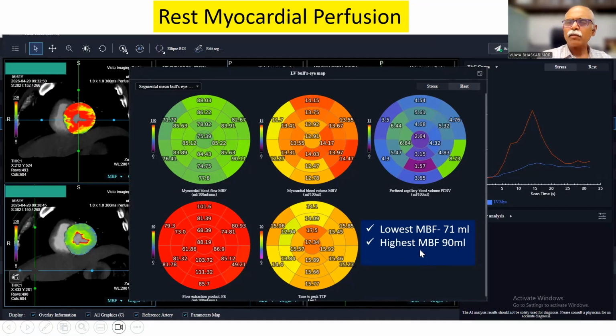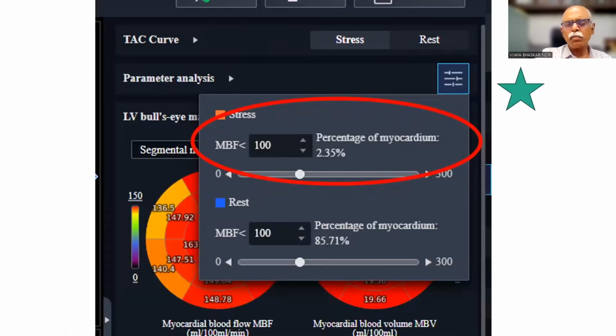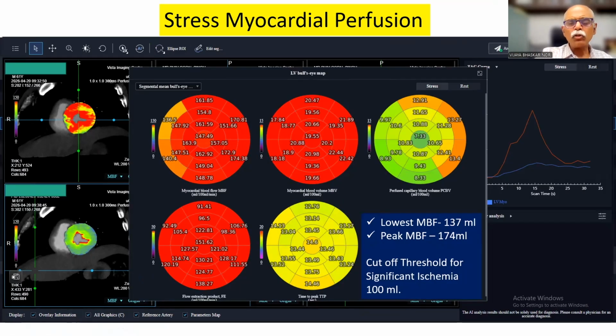So we subjected the patient to a nuclear stress thallium test. In the nuclear stress thallium test, it is found that there is normal myocardial perfusion with adenosine vasodilator stress, no evidence of any ischemia, all the myocardial segments show normal perfusion values. Now, when we go back and look at the CT myocardial perfusion values, the percentage of LV myocardium which is less than 100 ml per minute, that is the ischemic threshold, is only 2.35.